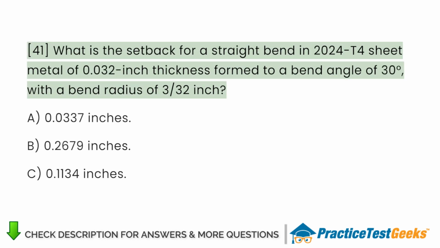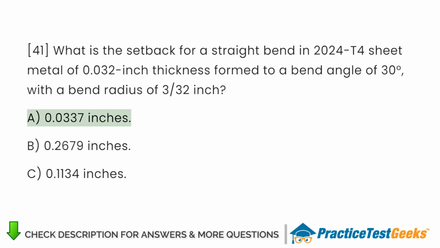What is the setback for a straight bend in 2024-T4 sheet metal of 0.032 inch thickness formed to a bend angle of 30 degrees, with a bend radius of 3/32 inch? A. 0.0337 inches. B. 0.2679 inches. C. 0.1134 inches.